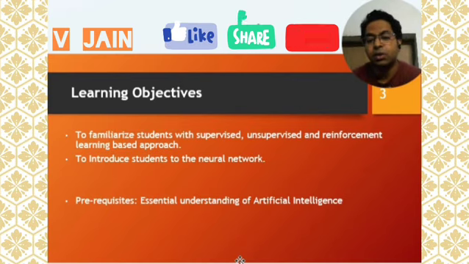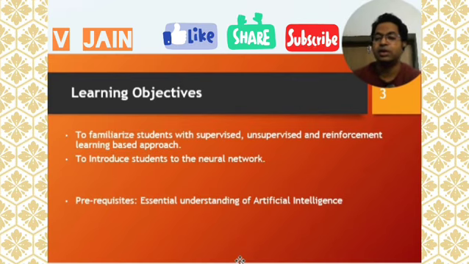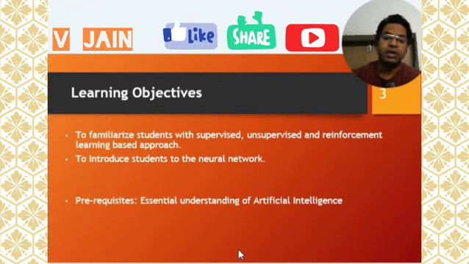This means the goal is to help students understand three major ways AI learns. Supervised learning, learning from labeled data. Unsupervised learning, finding hidden patterns in unlabeled data. Reinforcement learning, learning by trial and error with rewards and penalties.